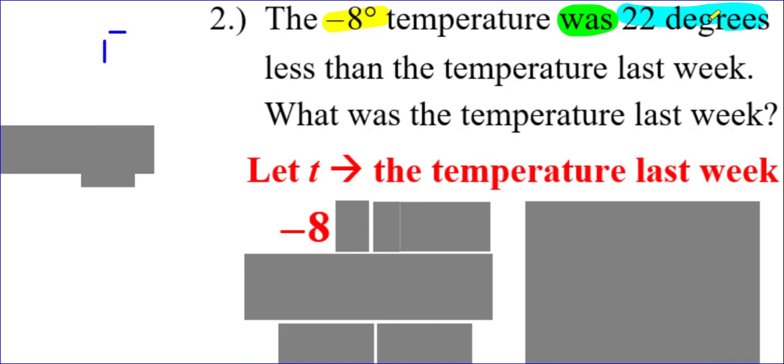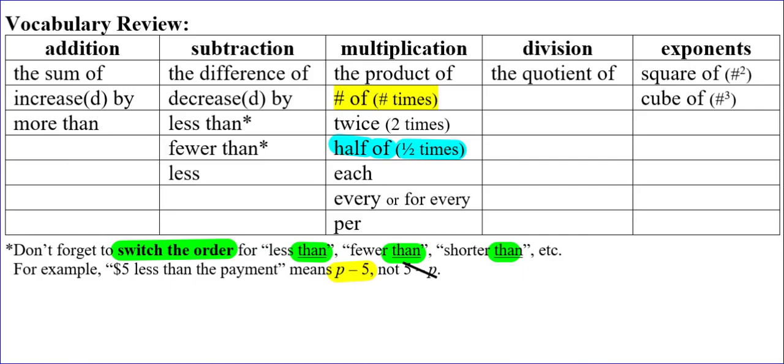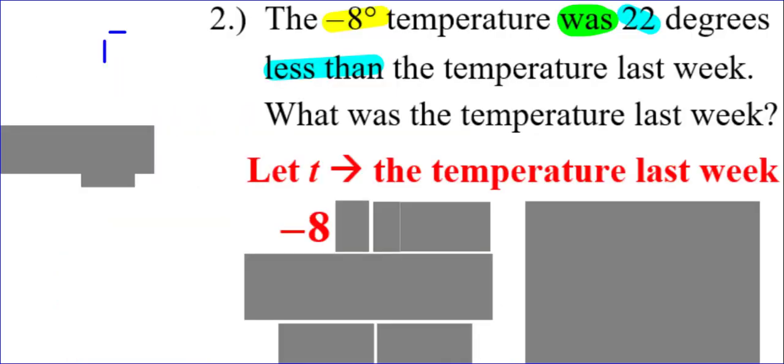22 degrees less than. All right. We just learned that with less than, actually we didn't just learn this, we talked about this in the first chapter of the school year, that with the phrase less than, you have to switch the order. So we are not going to put 22 and then a minus. We're going to have to switch the order and have something minus the 22. Well, what is that something? Let's keep reading the words. 22 degrees less than what?